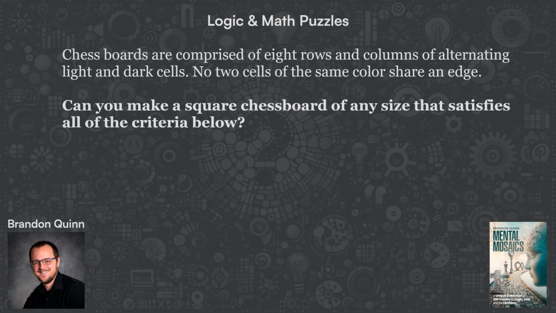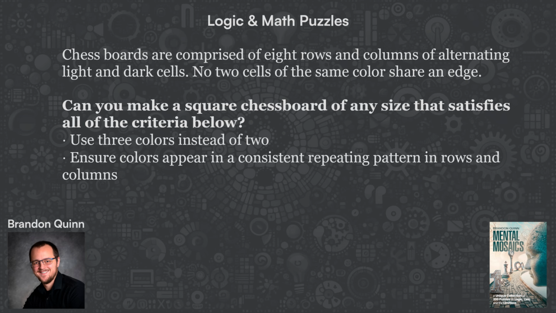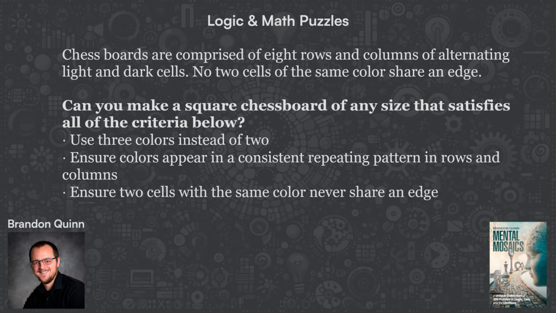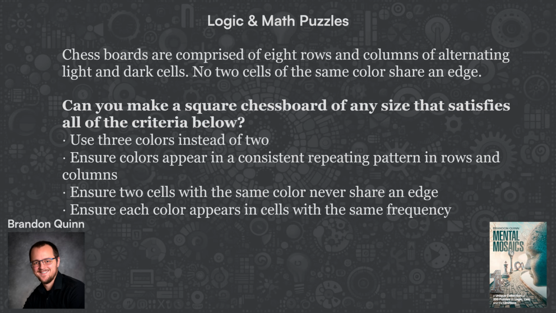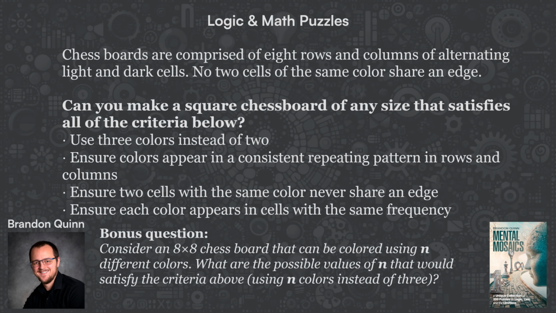Can you make a square chessboard of any size that uses 3 colors instead of 2, ensures that all colors appear in a consistent repeating pattern across the rows and columns, ensures that 2 cells with the same color never share an edge, and ensures that each color appears in cells with the same frequency? As a bonus question, consider an 8x8 chessboard that can be colored using n different colors. What are the possible values of n that would satisfy the criteria above, except using n colors instead of 3?